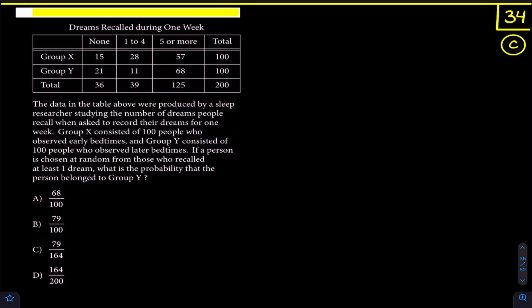So moving on to problem 34, here we have a table, and this problem says, the data in the table above were produced by a sleep researcher studying the number of dreams people recall when asked to record their dreams for 1 week. Group X consisted of 100 people who observed early bedtimes, and Group Y consisted of 100 people who observed later bedtimes. If a person is chosen at random from those who recalled at least one dream, what is the probability that the person belonged to Group Y?